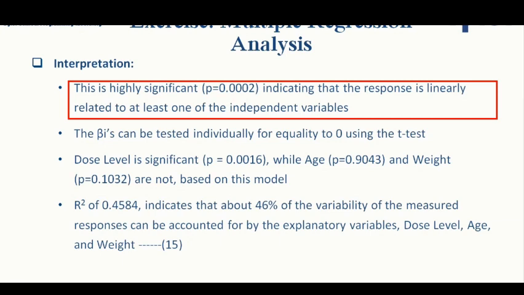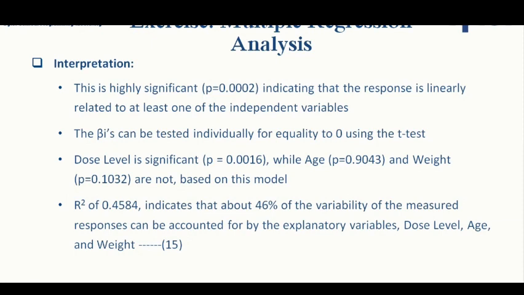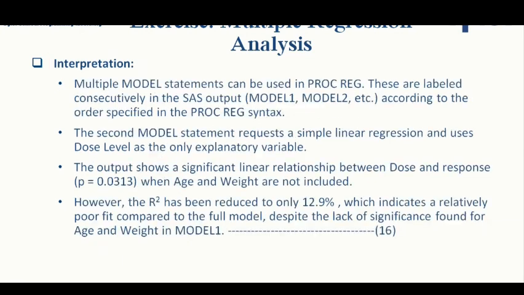That is the language in which statisticians talk, but mainly that gives you whether the model fit is good or not, and the predictability of the model is provided by the value of R square, that is, the coefficient of determination. So it indicates that about 46% of the variability of the measured responses can be accounted for by the explanatory variables dose level, age and weight. So, this is the interpretation of the output.